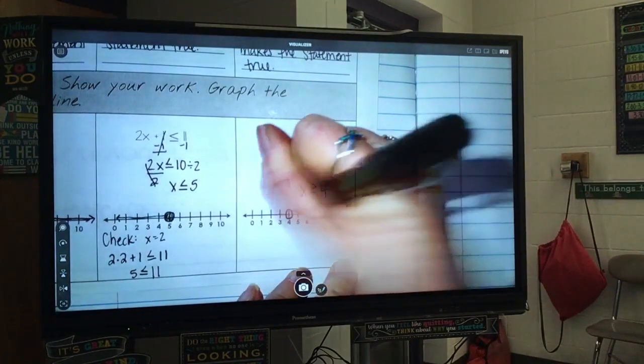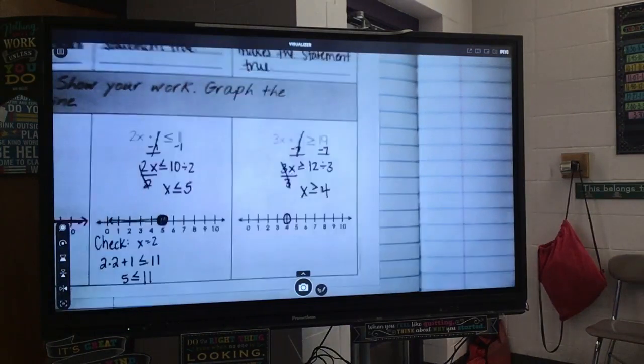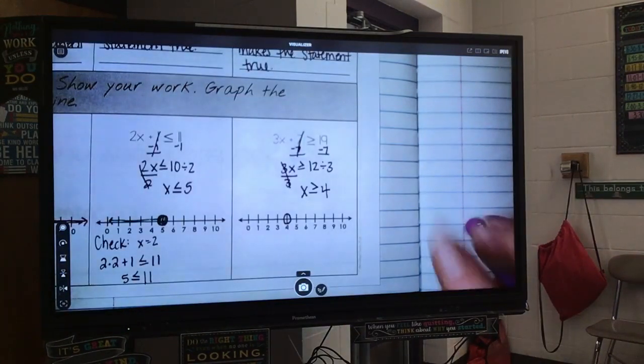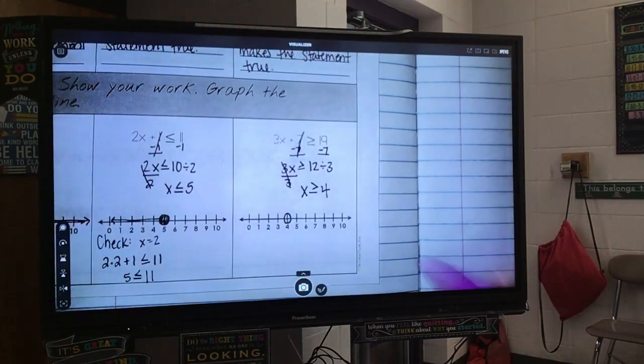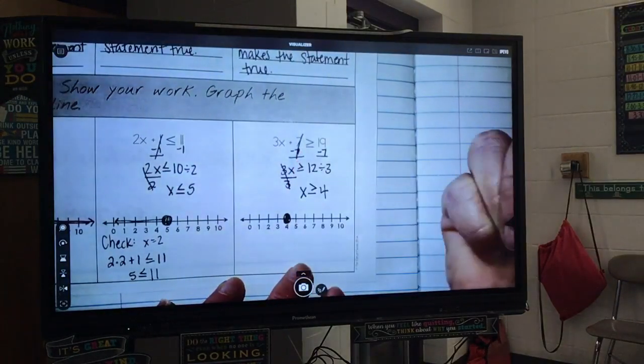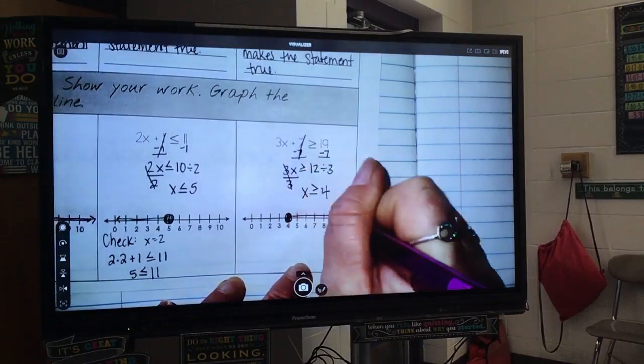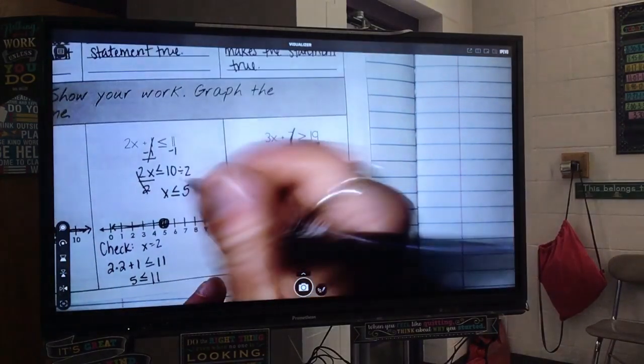Alright, raise your hand and tell me, is this an open or a closed circle? Rana, thank you. It is a closed circle. Rana, which direction is my arrow going? To the right? I didn't hear what you said. To the right? Alright, so we are going to check.